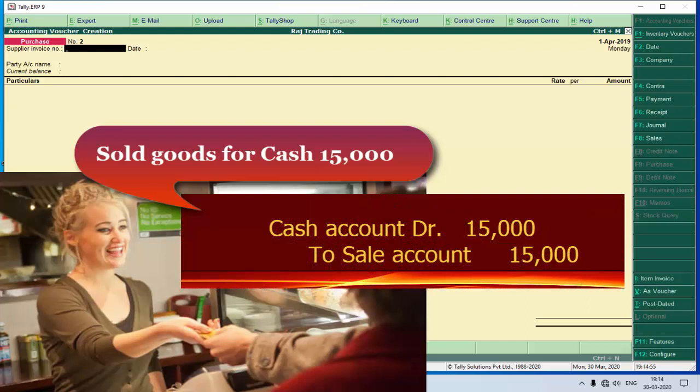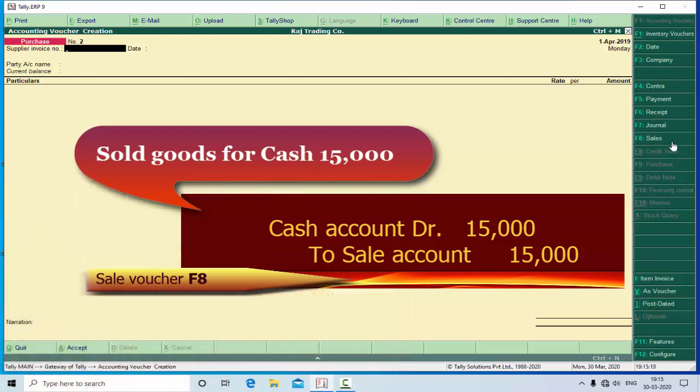So the next entry is sold goods for cash, 15,000. Now the goods which were purchased by us are sold by us, and this entry can be recorded in a receipt voucher also. The entry will be cash account debit, sale account credit, or that entry can be recorded in the sale voucher. I will record this entry in the sale voucher.